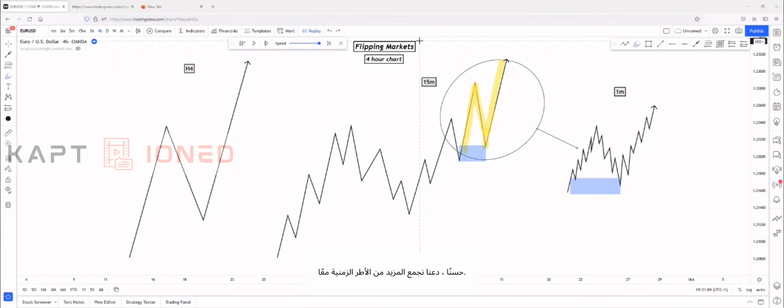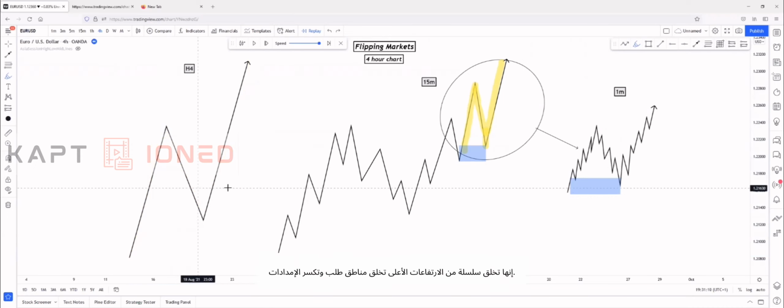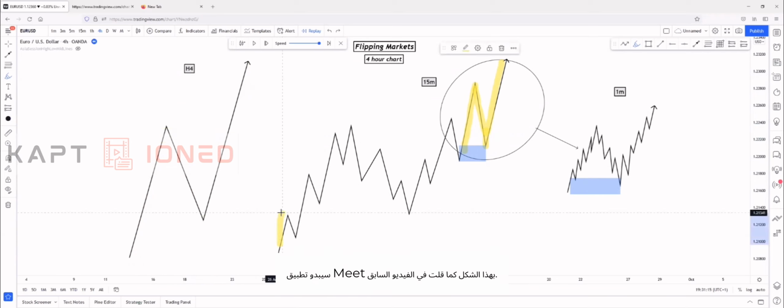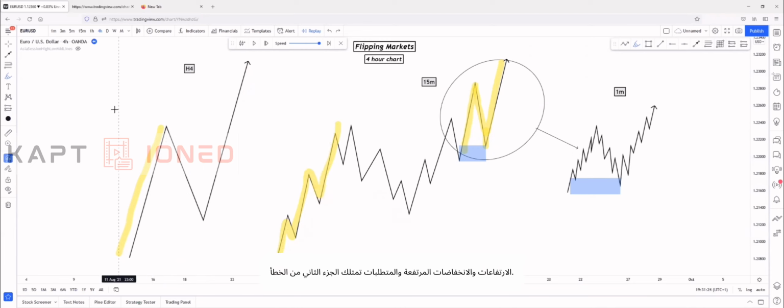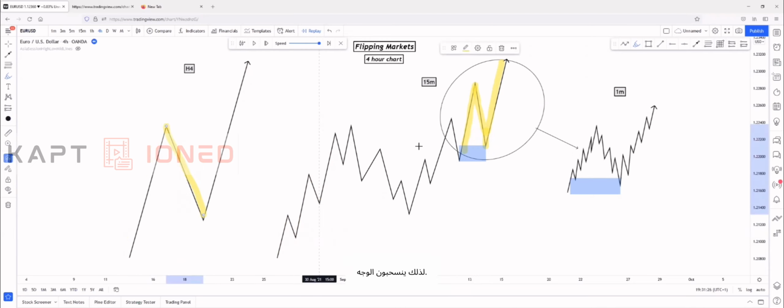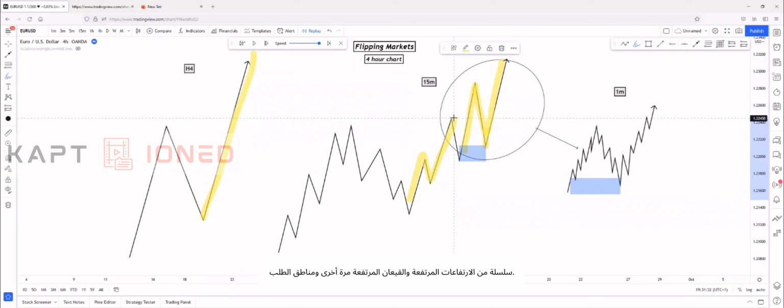Okay, let's combine more time frames together. So if the 4-hour structure and trend is bullish, it's creating a series of higher highs, creating demand zones and breaking through supply zones. The 15-minute will look like this, as I said in the earlier video. So on the first leg of the 4-hour structure, the 15-minute will create a series of higher highs and higher lows and demand zones. The second leg of the 4-hour, so the pullback phase, it will create lower lows and lower highs and supply zones. And the third leg, it will create a series of higher highs and higher lows again and demand zones.